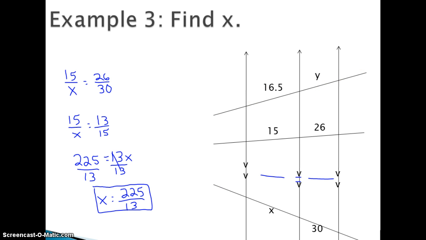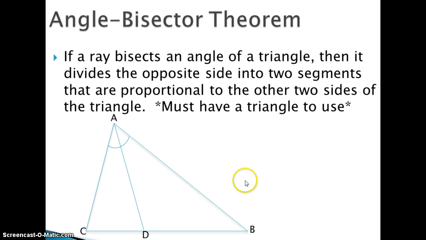That's the preferred form. Now again, we could do the same thing if we were looking to find out the value of y. We could take 16.5 over 15 equals y over 26 and use cross multiplication to solve it. And our last theorem is called the angle bisector theorem.